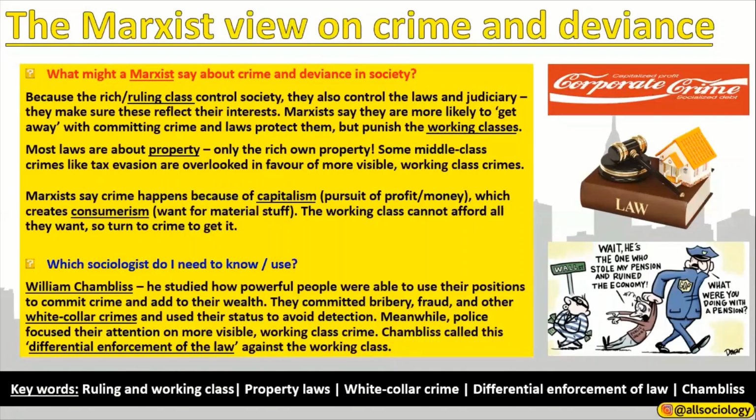But I think Chambliss's argument is definitely the idea that the police and law enforcement agencies focus disproportionate attention on working class crimes because they're easier to catch, and they're the sorts of people that the bourgeoisie want to disadvantage.